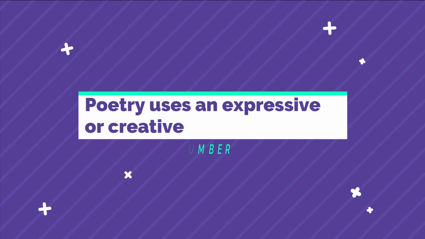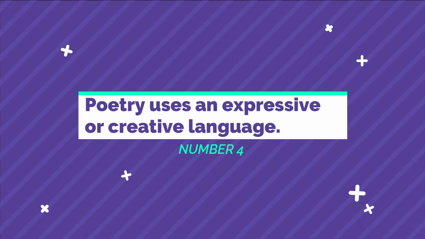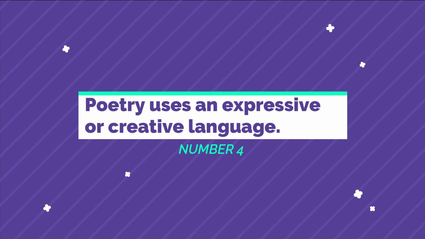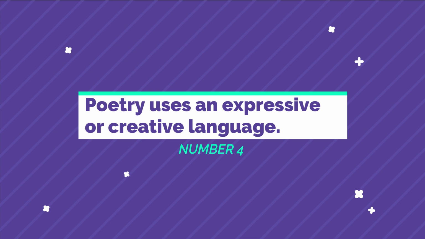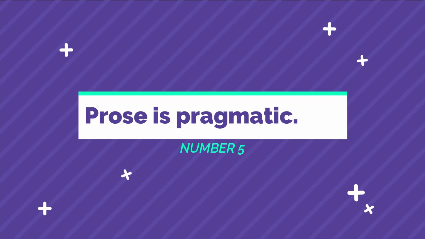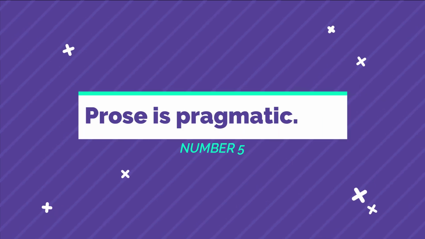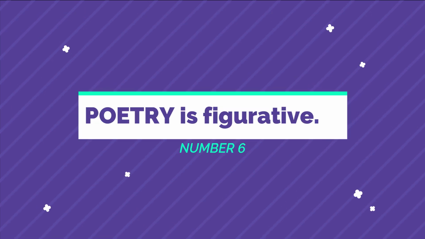On the other hand, in poetry, we use an expressive or creative language, which includes comparisons, rhyme, and rhythm that give it a unique cadence and feel. Third, while the prose is pragmatic or realistic, poetry is figurative. And those are the differences between prose and poetry.